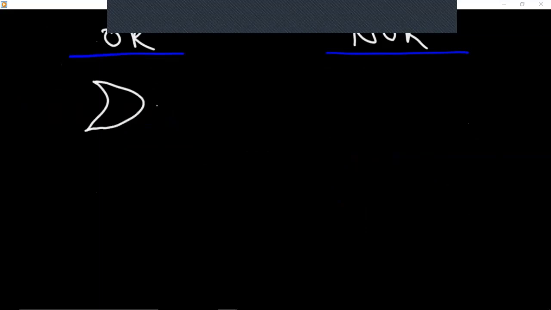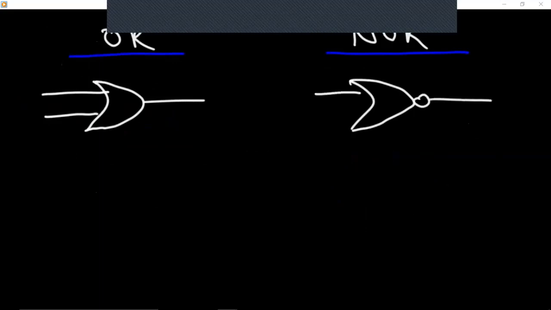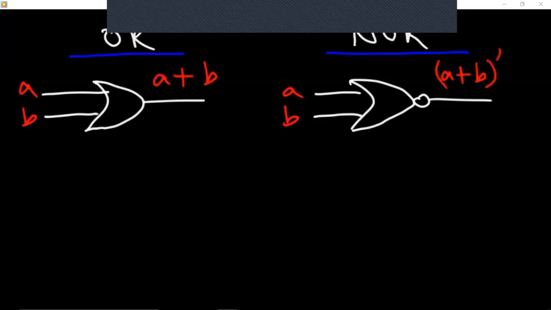Now let's talk about the OR and the NOR gate. The NOR gate is the complement of the OR gate, much in the same way as the NAND gate is the complement of the AND gate. And so let's draw the symbols for both of these. The NOR gate looks like the OR gate, but with a circle at the end. So given inputs A and B, the output of the OR gate, we said it's A plus B. For the NOR gate, it's going to be A plus B, and then it's the complement of that result.